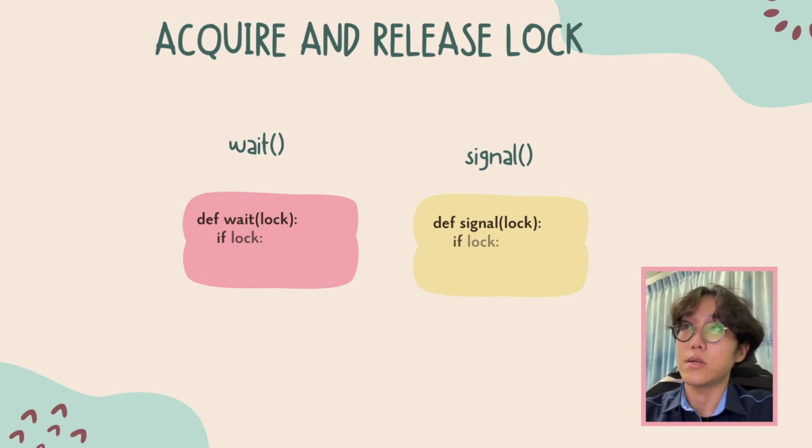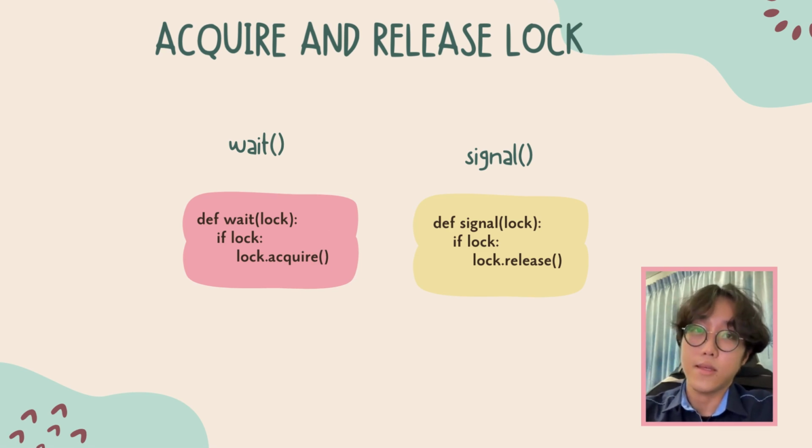Okay, let's go through the two key functions which are used to acquire and release locks. They are used in the previous code. They consist of wait and signal.